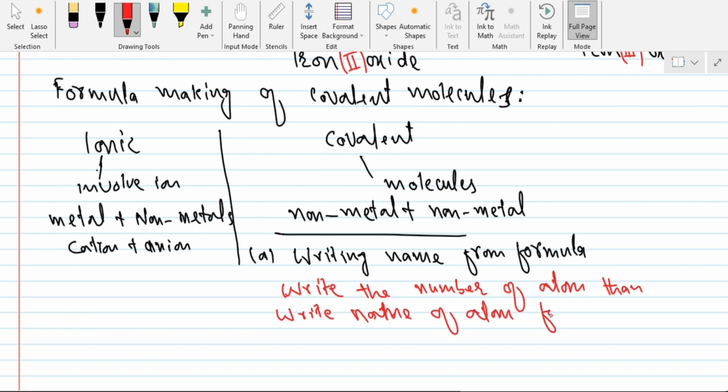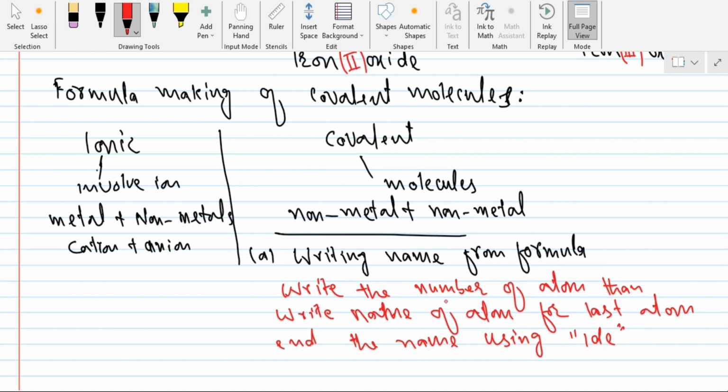For the last atom, write the name using IDE. For example, chlorine becomes chloride, oxygen becomes oxide. Fluorine should end with fluoride in this way.